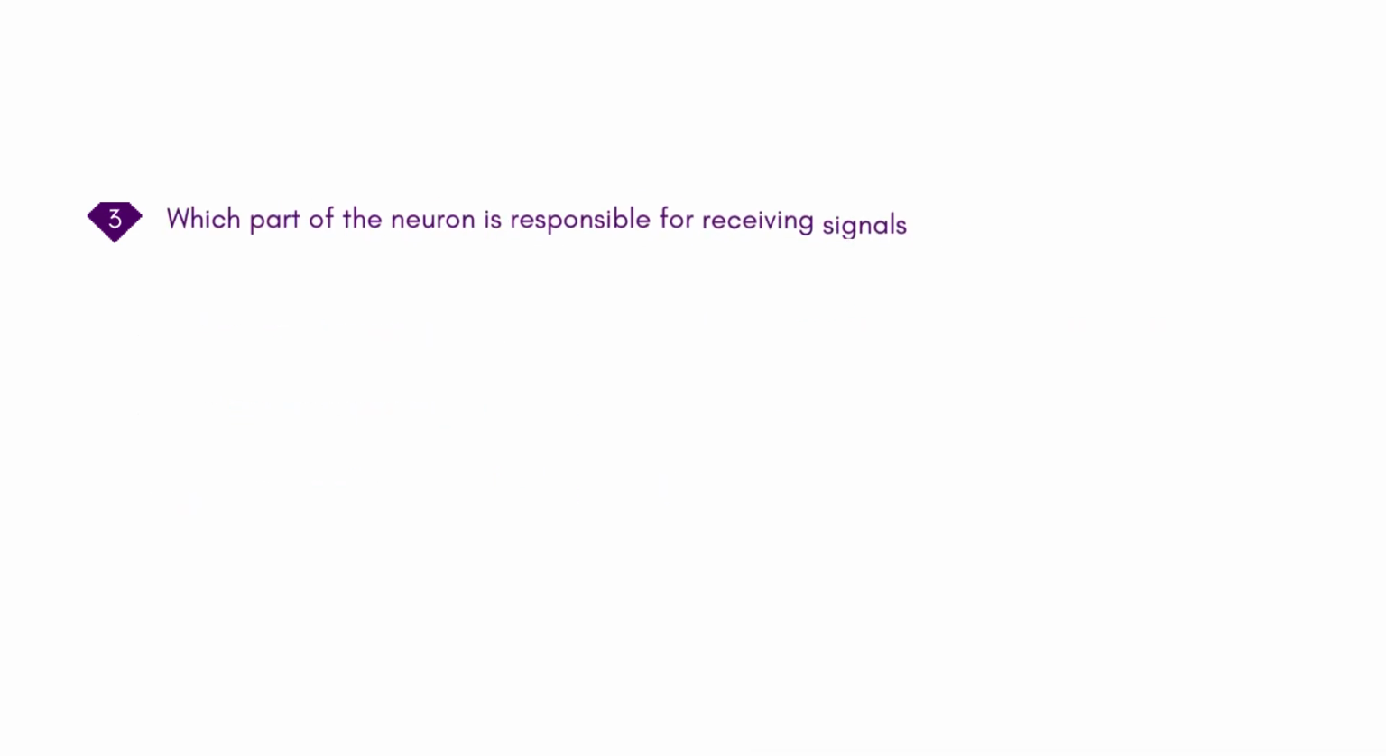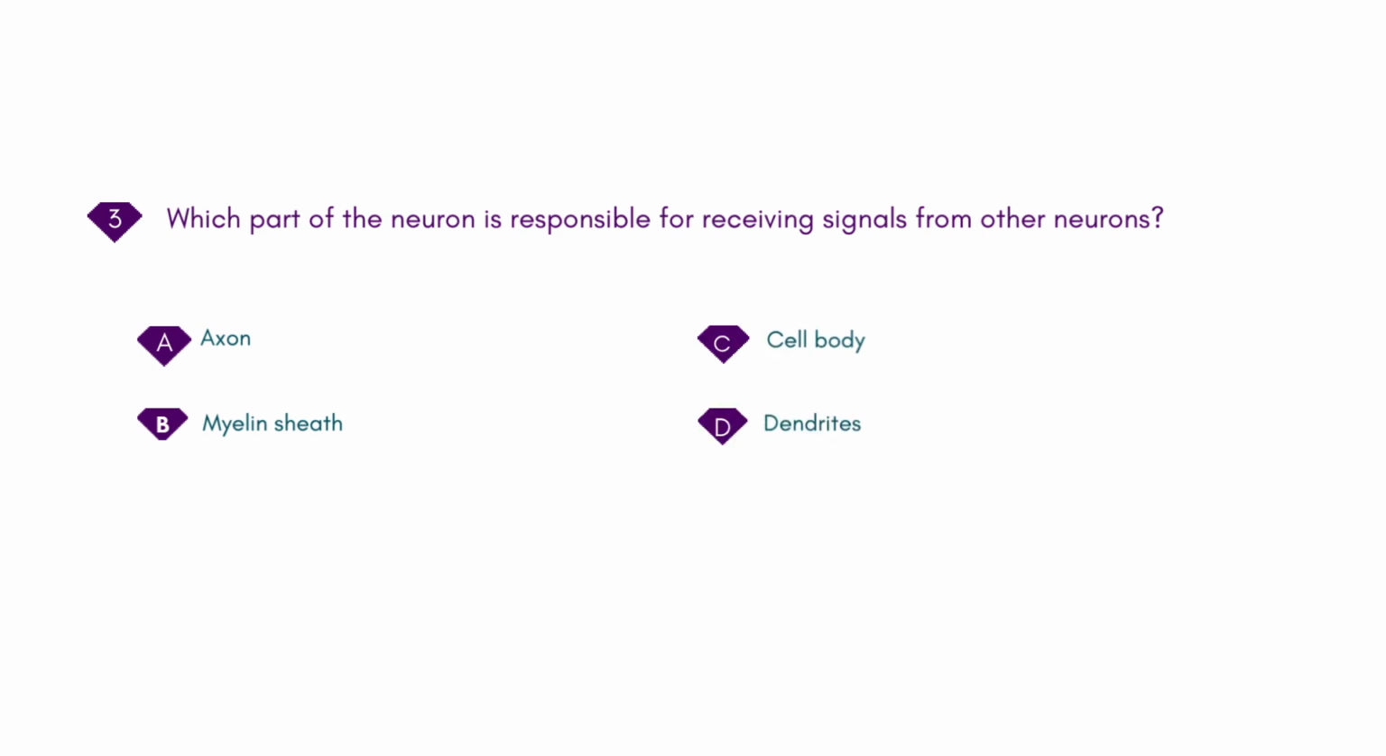Which part of the neuron is responsible for receiving signals from other neurons? A. Axon. B. Myelin sheath. C. Cell body. D. Dendrites. Answer: D. Dendrites. What type of neuron carries impulses away from the CNS to effectors like muscles and glands?